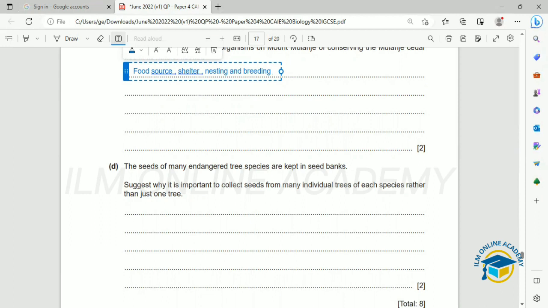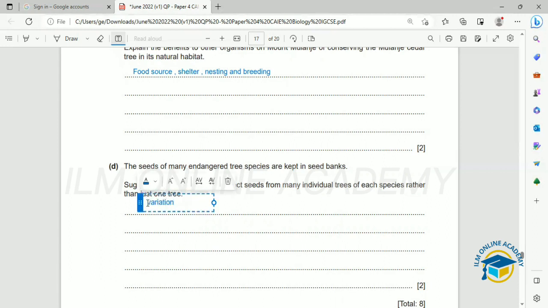The seeds of many endangered tree species are kept in seed banks. Explain why it is important to collect seeds from many individual trees of each species rather than just one tree. They are asking us why it is important to collect seeds from many individual trees rather than just one tree. That is because we want to maintain the genetic diversity or the variation.